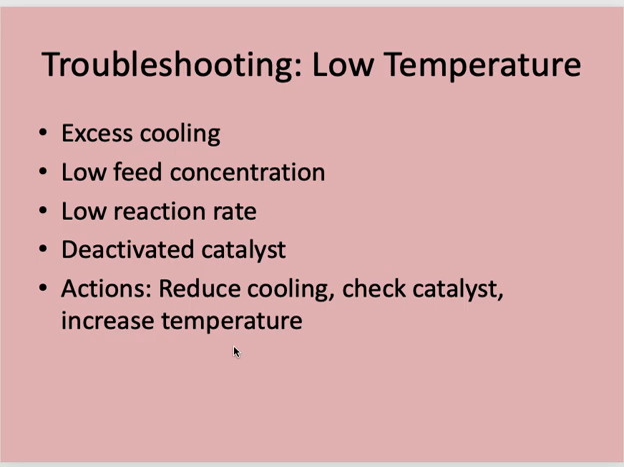Low temperature. If you face low temperature working with the continuous stirred tank reactor, excess cooling may be the source of this low temperature. Low feed concentration, A plus B with concentration lower than normal. Low reaction rate or deactivated catalyst. You add catalyst or initiator and this initiator is not working properly, okay? The action related to this problem is to reduce the cooling rate, check the catalyst, or increase the temperature.